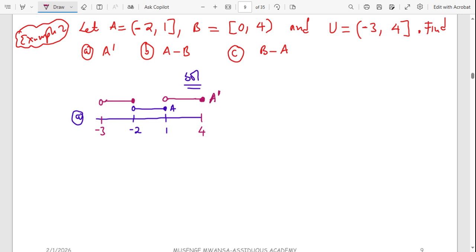Okay. So therefore, the set A complement, yes, I've actually ended on 4. This one is a 4. Negative 3 comma 4. Okay, no, it's a 4.